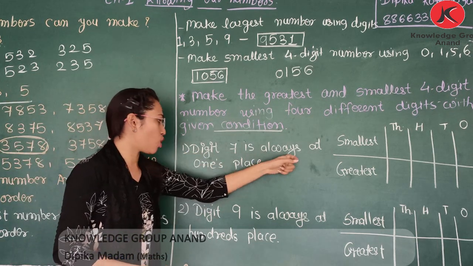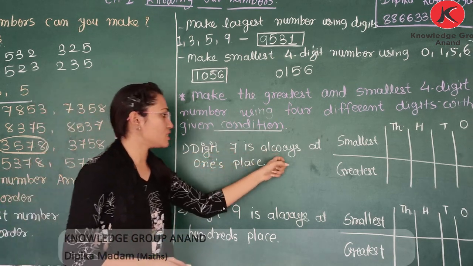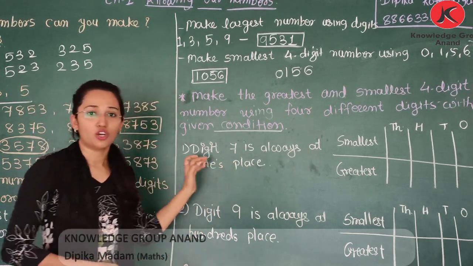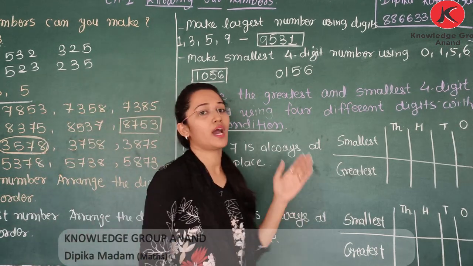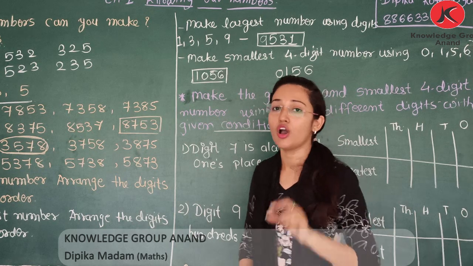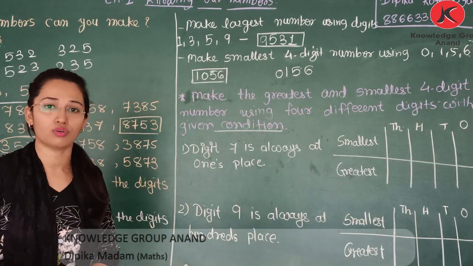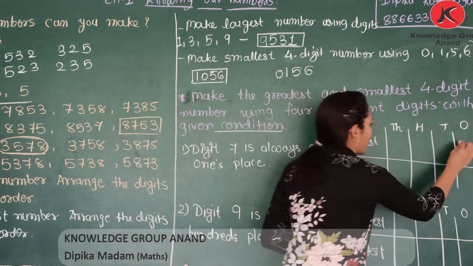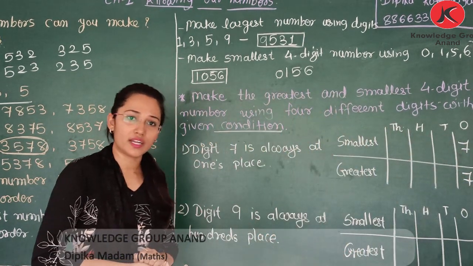Digit 7 is always at the ones place. Condition is what? 7 is always at the ones place. To get the smallest or greatest number, the condition is that 7 should always be at the ones place. So we need to write 7 at the ones place in the smallest and greatest number.